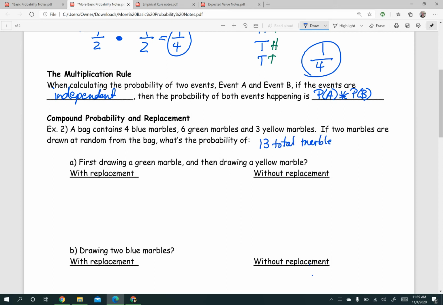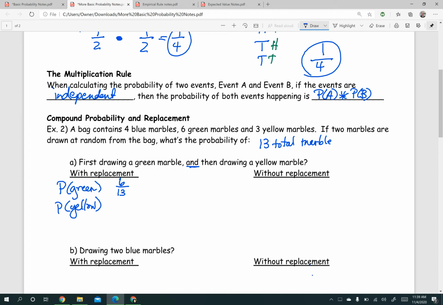So it says first drawing, what's the probability of drawing a green marble and then drawing a yellow marble with replacement? So what does that mean? Well, let's see, the probability of a green and the probability of yellow. So the probability of a green is 6 out of 13.